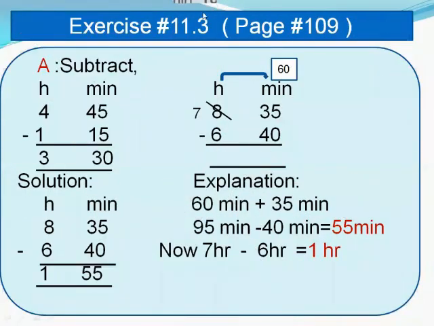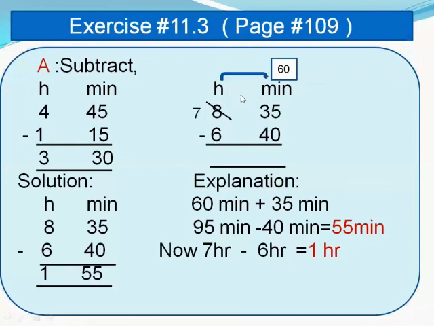Now move to exercise 11.3, page number 109, subtraction of hours and minutes. Look here, we start our subtraction from the minutes side. 5 minus 5 is 0, 4 minus 1 is 3. Now move to the hour column. 4 minus 1 is 3. The answer becomes 30 minutes, and 30 minutes is less than 60. Here, 45 minutes minus 50 minutes is quite easy to subtract. There is no need to change.